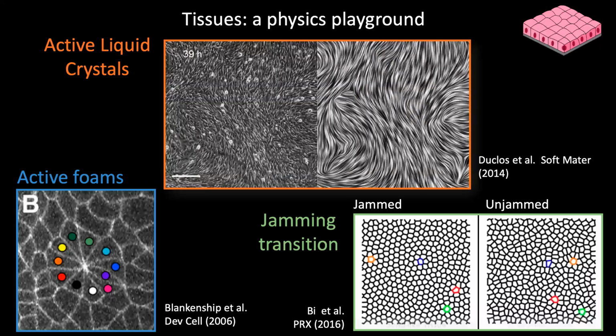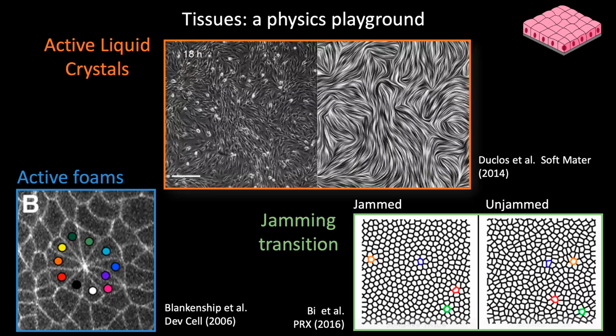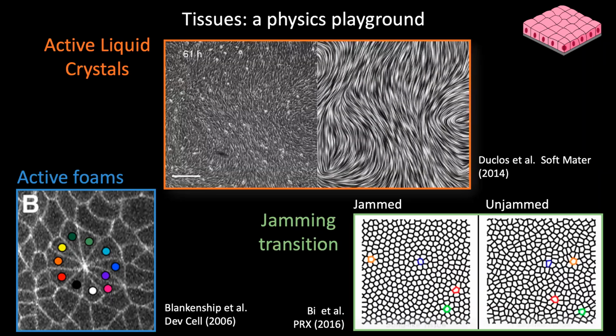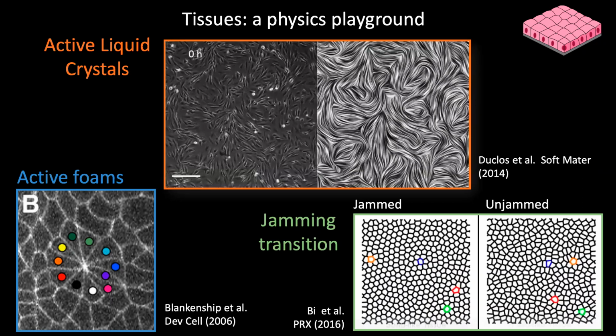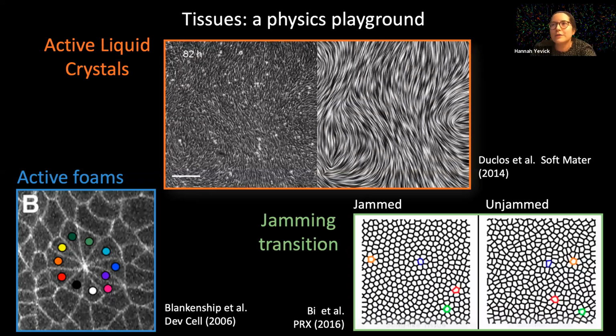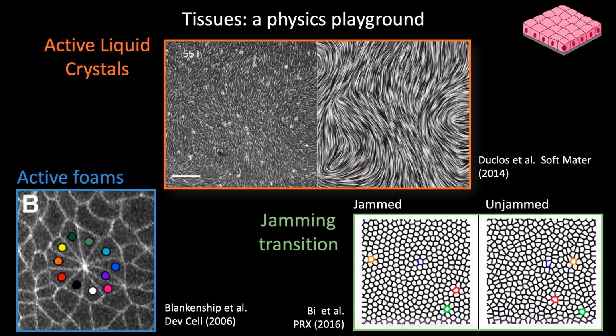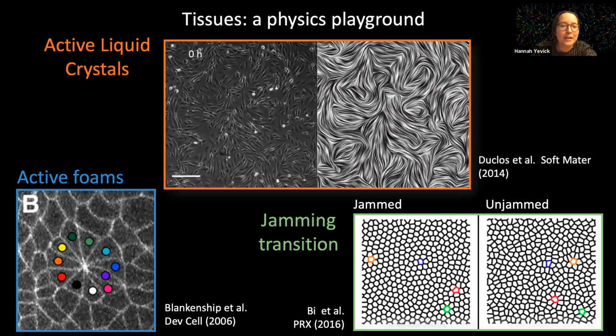Can I ask a quick question? Sure. Is there anything general about when a tissue is more modeled by one of these active liquid crystal models or foams or this jamming thing? Well, I don't know if there's a unified description of when each one applies. I think, or just a few examples.